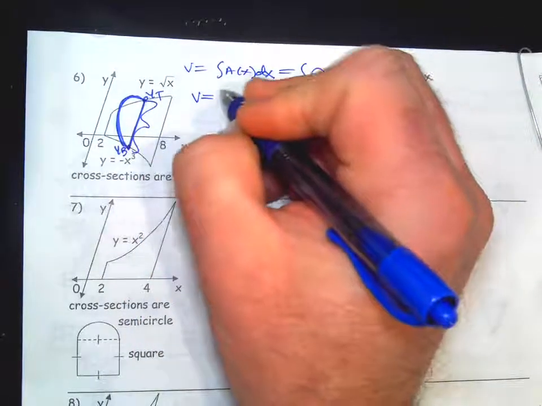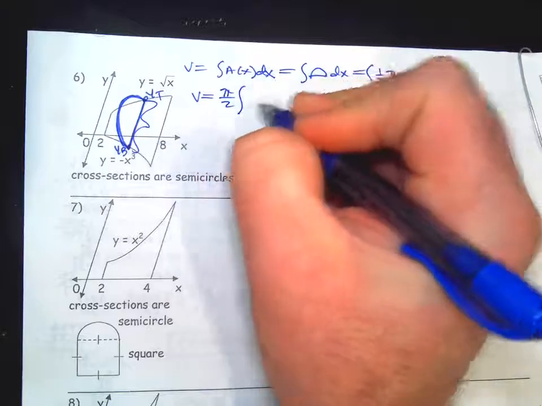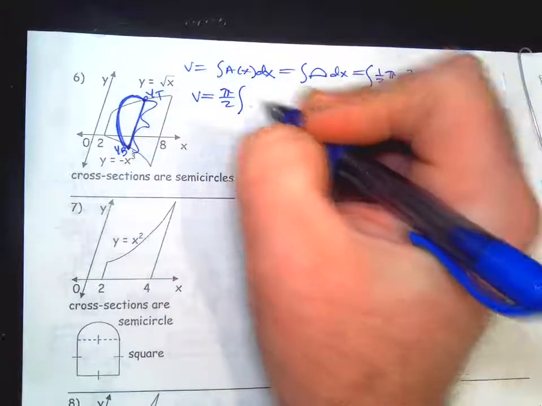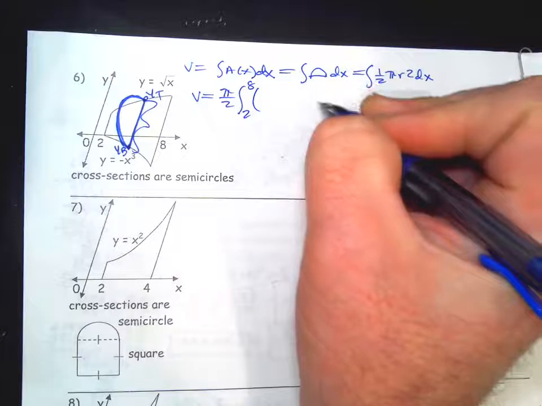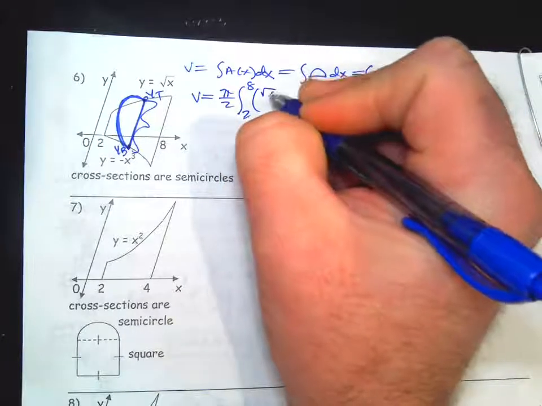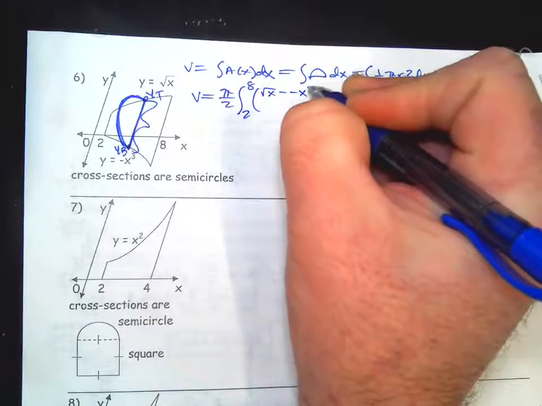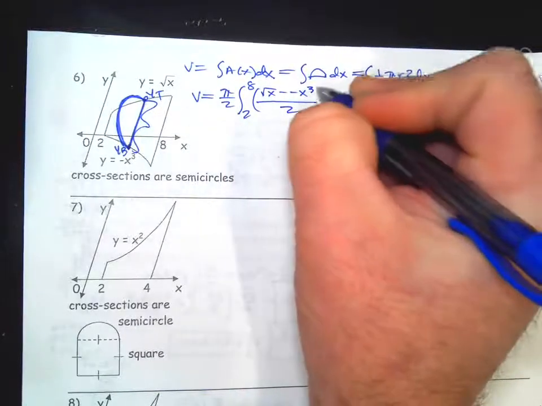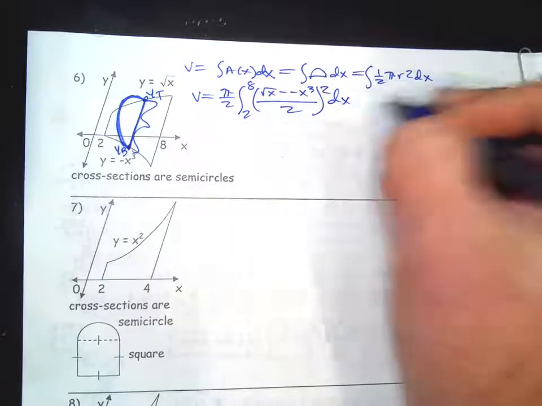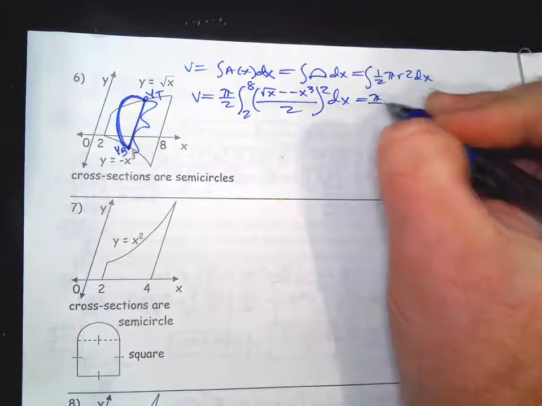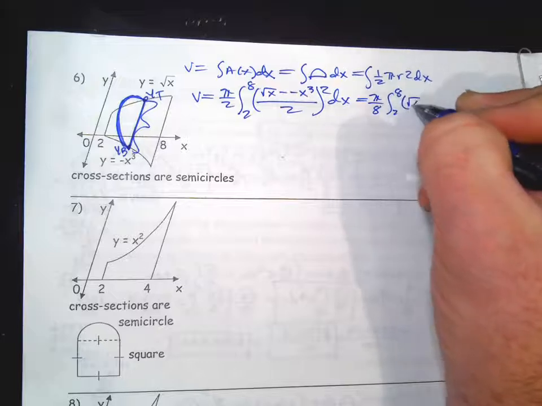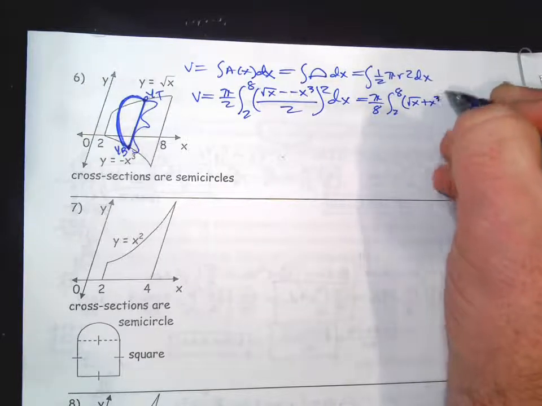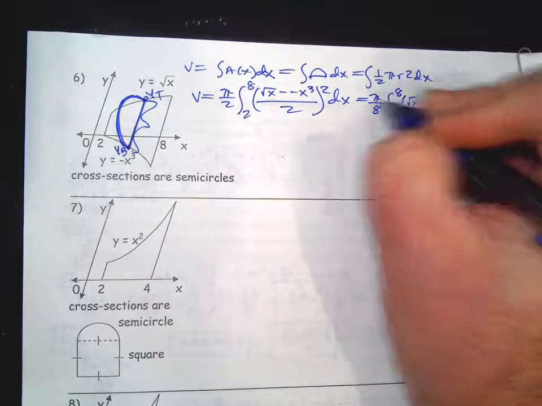So we move the pi. Now that's the diameter. We're going 2 to 8. So the diameter is y top, which is square root of x. Y bottom is negative x cubed divided by 2 squared. So we could write this as pi over 8, 2 to 8, square root of x plus x cubed squared dx. So that's your setup for your calculator.